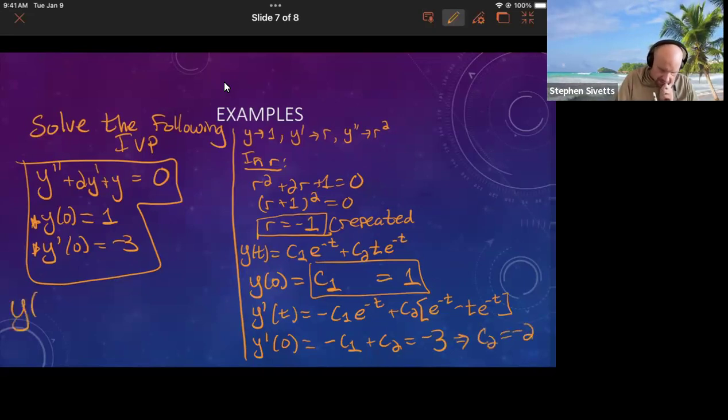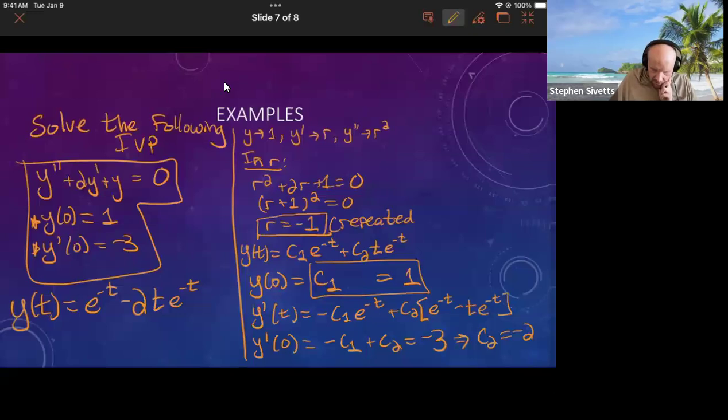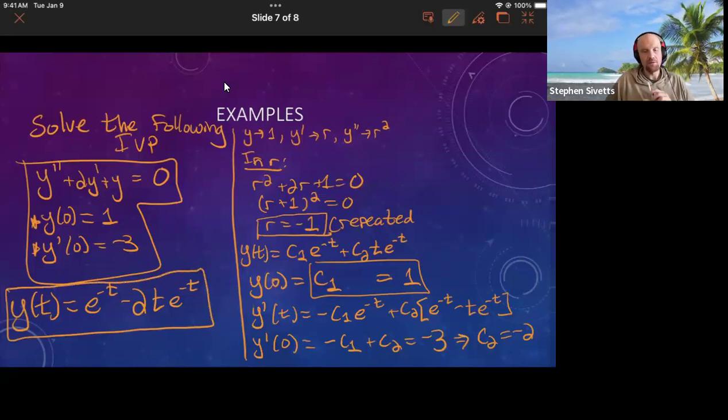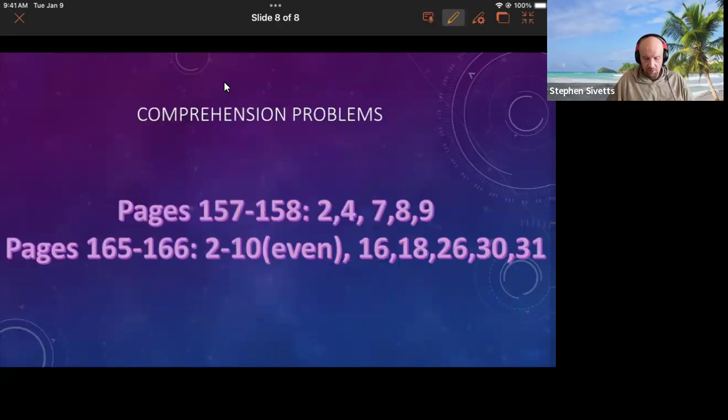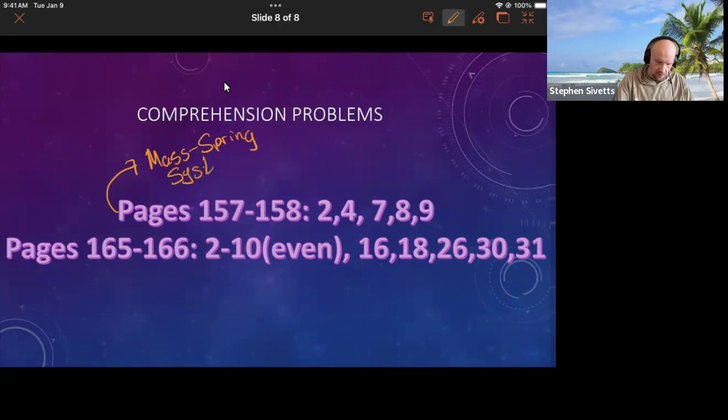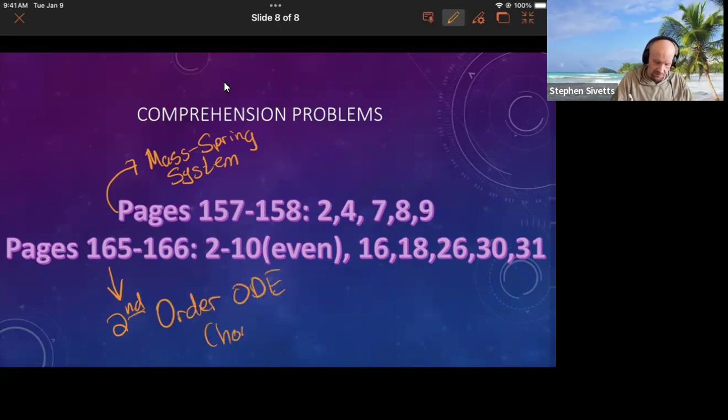So that means our particular solution, right? This would be equal to e to the minus t minus 2 times t e to the minus t, right? Okay. So, yeah, there you have it. Okay. So hopefully that works. Now, here's some comprehension problems for you to work with. This problem set has to do with the mass spring application problems. And this one just deals with second order ODEs that are homogeneous.